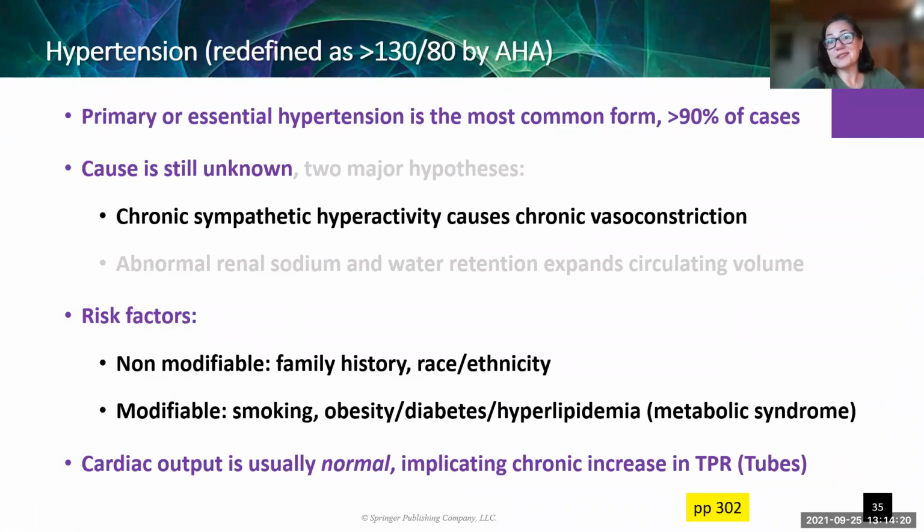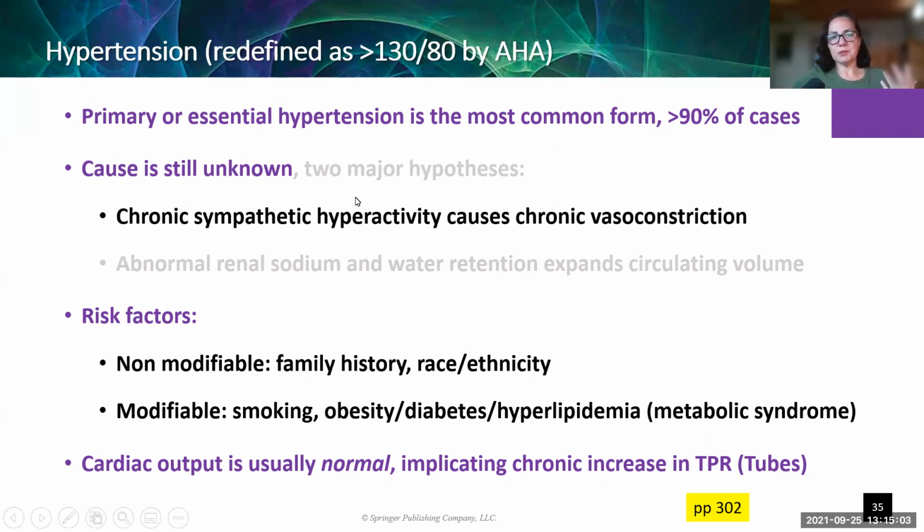All right, so as you know, the system is not perfect. Sometimes it gets out of whack, and a big problem that we have to deal with in our patients is hypertension. It has been redefined. We now call hypertension anything over 130 over 80. That is by the American Heart Association. We actually don't know what the cause is of hypertension in 90% of the patients or more. So it's referred to as primary or essential hypertension. We have to put an ICD-10 code down, but we still don't know what's causing it.